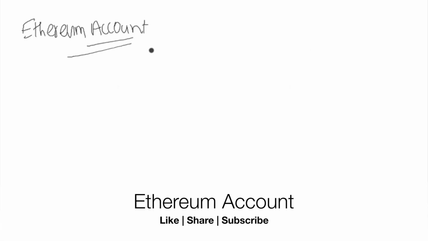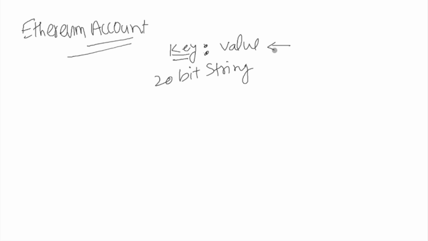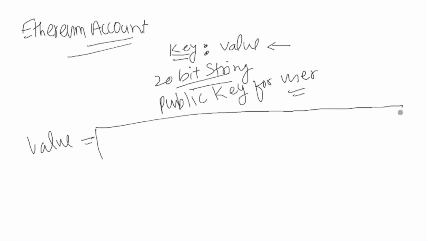Now comes the Ethereum account. An account in Ethereum is stored in the global shared state in the form of a key value pair. So remember, whenever you are storing an account on Ethereum, it will be in a key value pair. The key is always a 20-byte string, and your value will be anything. This 20-byte string will be the public key for the user.